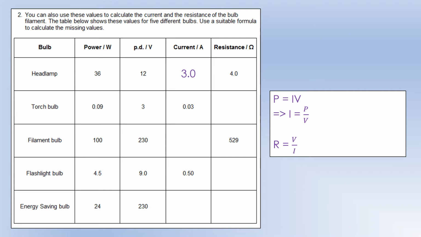So to get the current, we would just do power divided by potential difference, which is clearly 3. To get resistance, just do potential difference divided by current. Again, that is power divided by potential difference for the current, and then both of those two steps together would get you the final one. So these are the two equations I would use here.